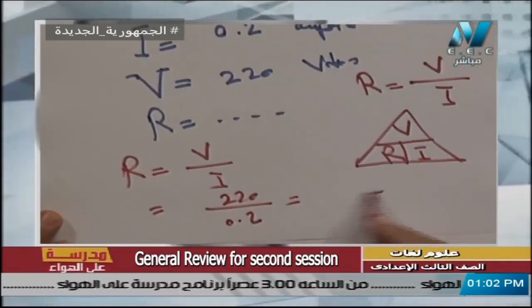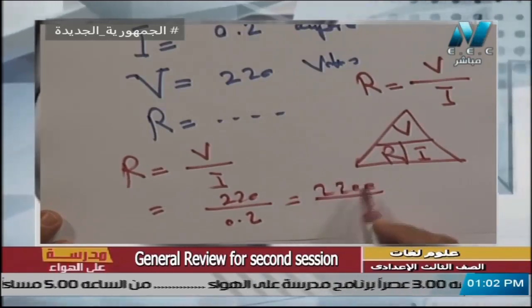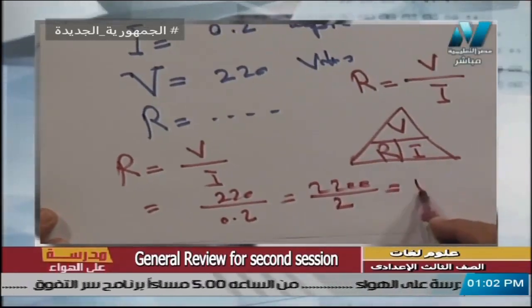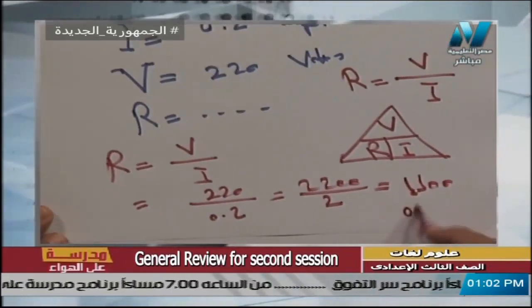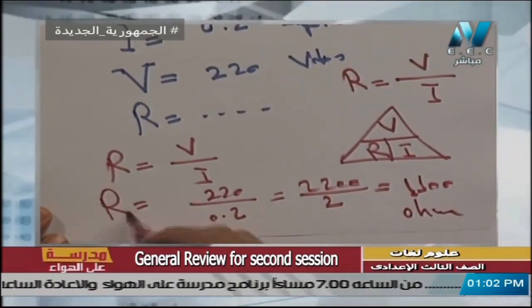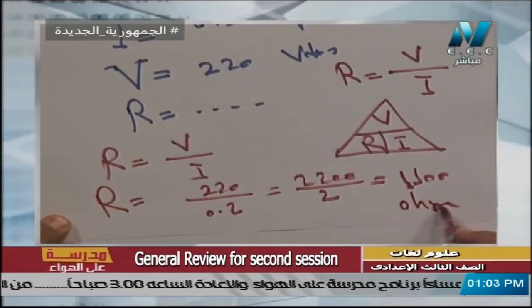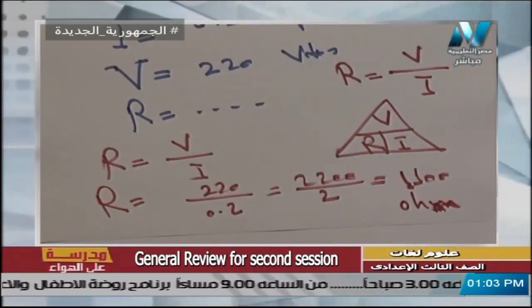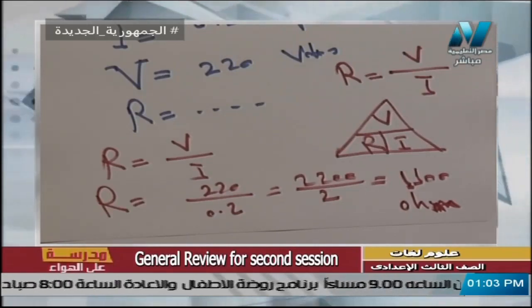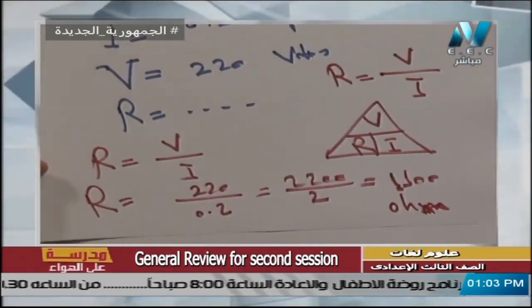It will be 2200 over 2. It will be 1100 what? Ohm. Let's pay close attention. I am finding resistance, so its unit is called ohm. It will be 1100 ohm. It's okay.